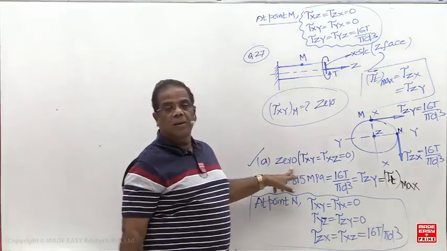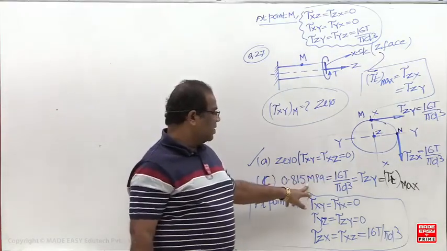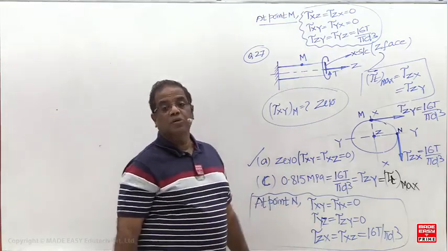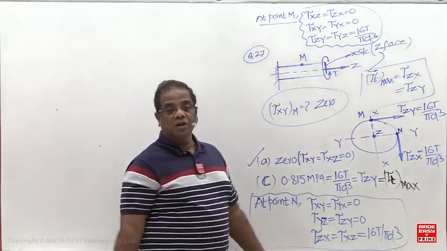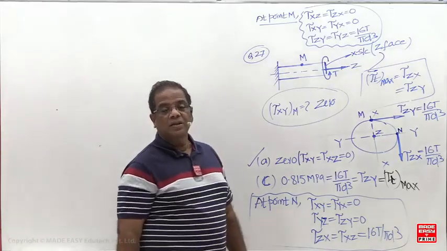This is representing what? Tau xy and tau xz. And this is representing the maximum torsional shear stress. Sometimes they will make it an MSQ question also. Previously MSQ was not there. As I already mentioned, MSQ was introduced only in 2021.